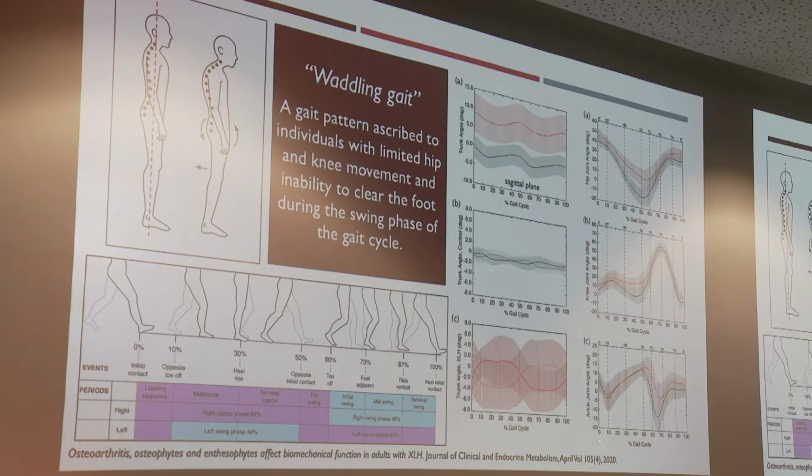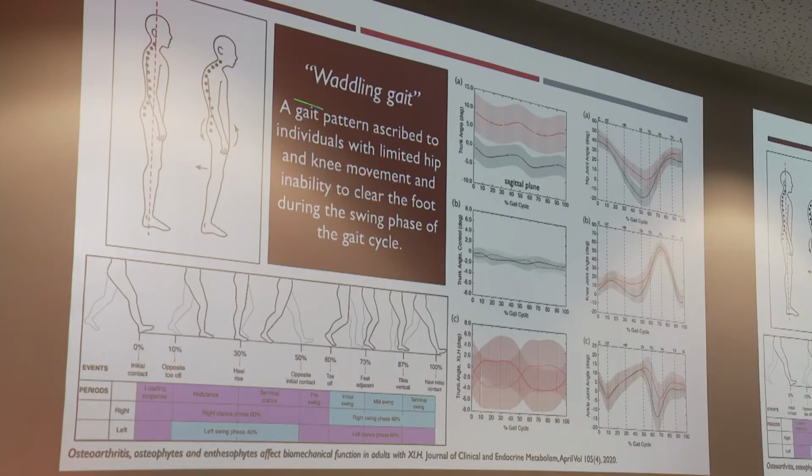It was just published in 2020. But almost predictably, we see deviations in gait in both the stance and the swing phase, depending upon the muscle groups that are engaged during those parts of the gait cycle. The other thing I want to mention, again, is the waddling gait.